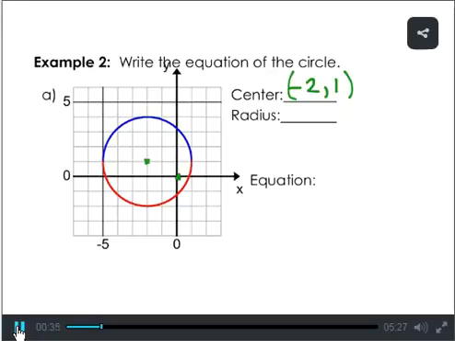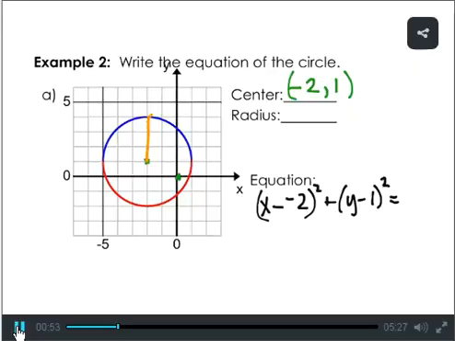So I've got x minus -2 squared plus y minus 1 squared equals, all I need now is r squared. So let's go ahead and go back and figure out what the radius is. Remember, the radius is the distance from any point on the circle to the center. So I could have gone up, to the right, down, or to the left. This one's pretty easy. You can just count those spaces. There are 3, so the radius is 3.